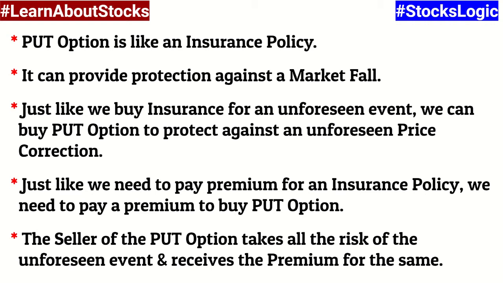So when we are buying a put option and paying the premium, the seller is receiving the premium amount, and then he is taking up all the risk of that unforeseen event. So if that event actually happens, then he will have to compensate us for that. And if that event does not happen, then the seller can keep the premium as his profit. You'll understand more about it when I explain the working model in one of the upcoming slides.